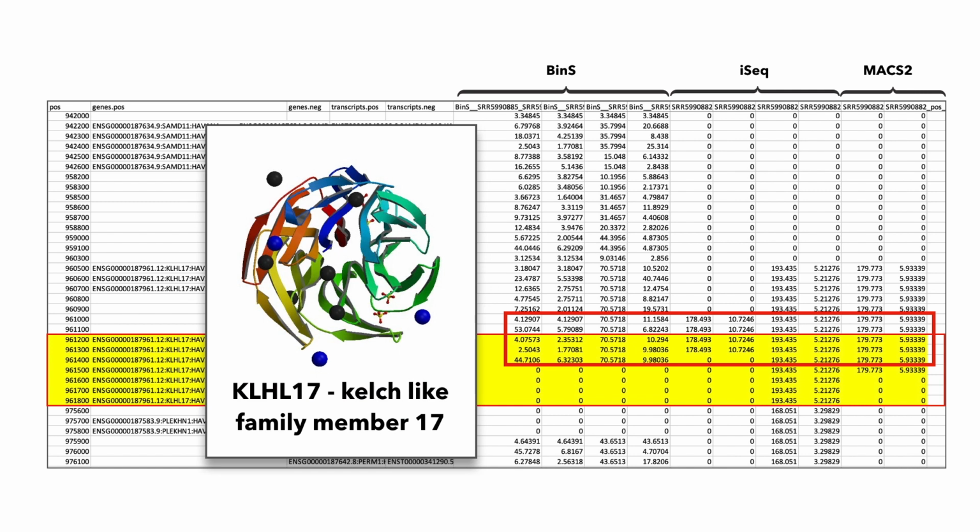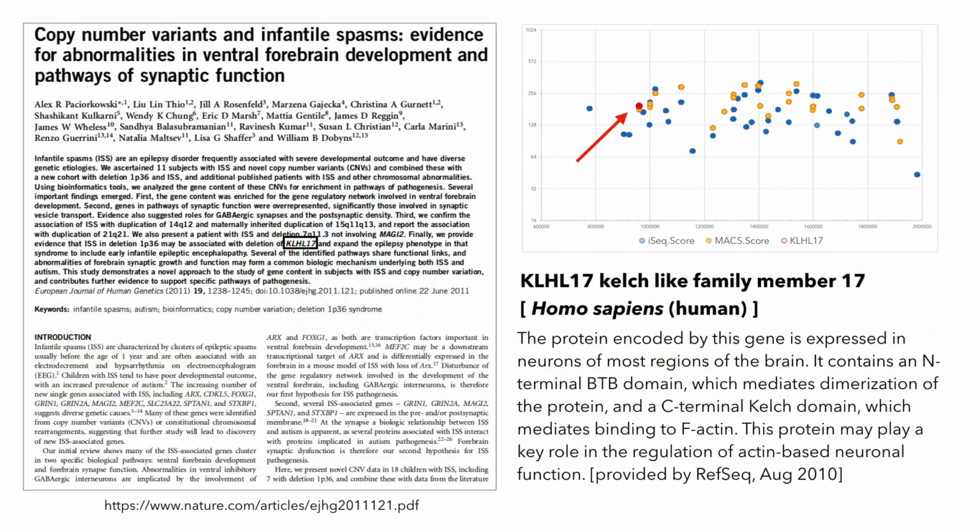Let's look at this gene in greater detail. The protein encoded by this gene is expressed in neurons of most regions of the brain. It contains an N-terminal BTB domain, which mediates dimerization of the protein, and a C-terminal Kelch domain, which mediates binding to F-actin. This protein may play a key role in the regulation of actin-based neuronal function. KLHL17 has been reported to be involved in neural development. For example, in their study of infantile spasms, ISS, Pakyurakovsky et al. linked KLHL17 to expansion of epilepsy phenotypes.